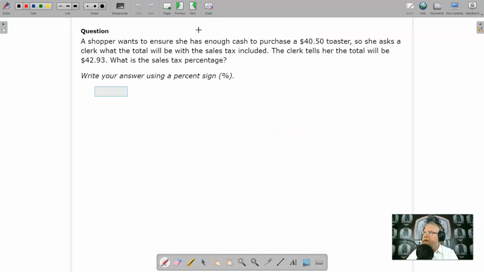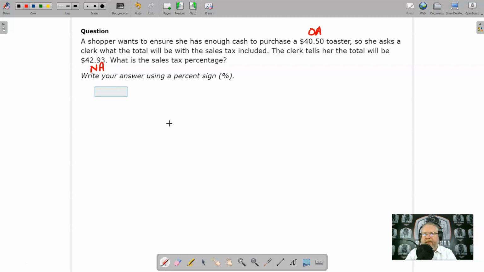Looking at the next problem, a shopper wants to ensure she has enough cash to purchase a $40.50 toaster. So she asks a clerk what the total will be with the sales tax included. The clerk tells her that the total will be $42.93. What is the sales tax percentage? So this is our original amount here. Here is our new amount.